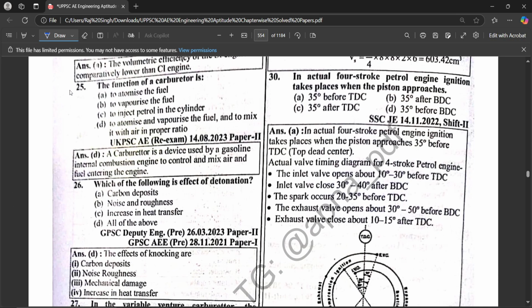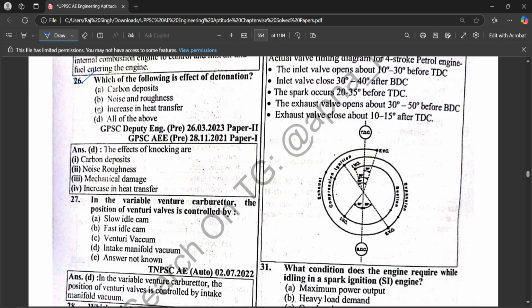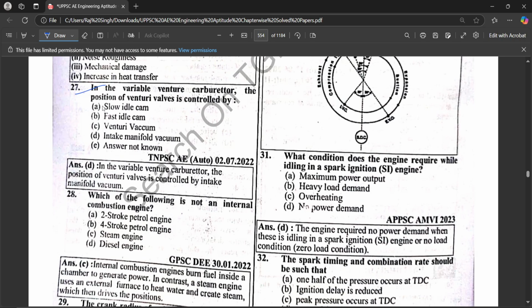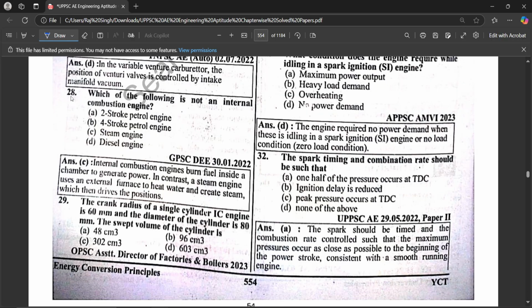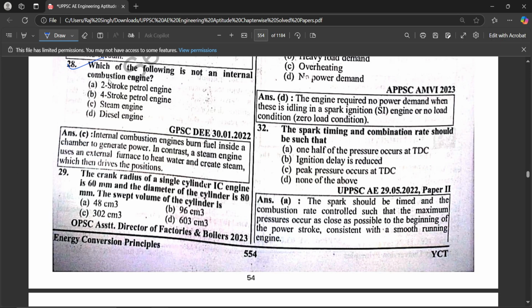The function of carburetor is to atomize and vaporize the fuel and to mix it with air in proper ratio. Which of the following is effect of detonation, which is the carbon deposit, noise and roughness, increase in heat transfer, hence all of these. In the variable venturi carburetor, the position of venturi valve is controlled by intake manifold vacuum. Which of the following is not an internal combustion engine, which is a steam engine?